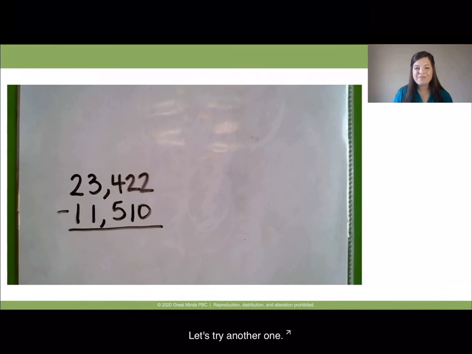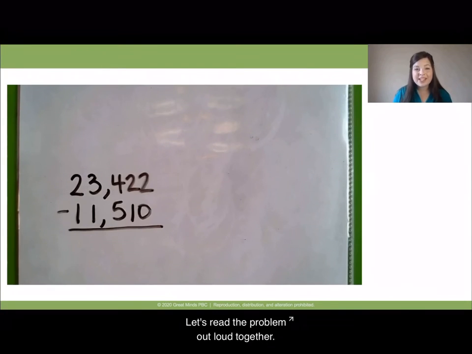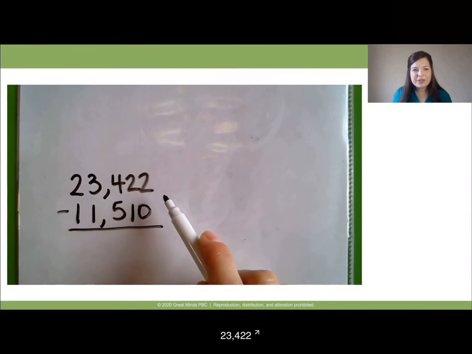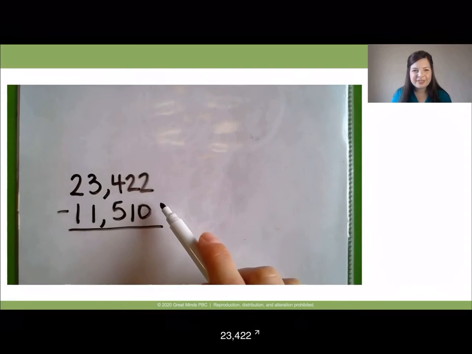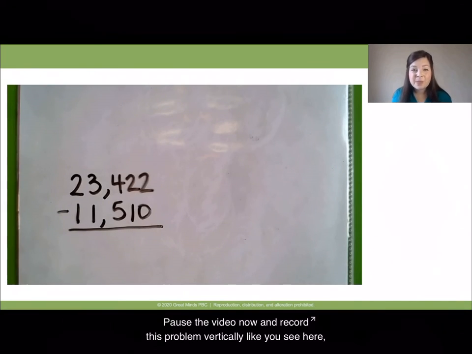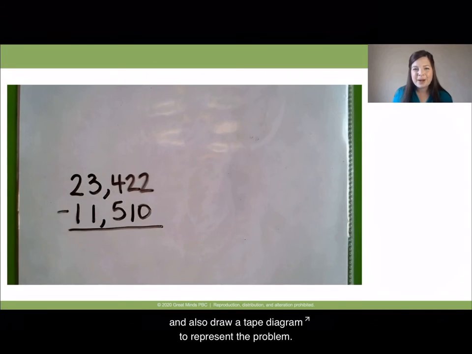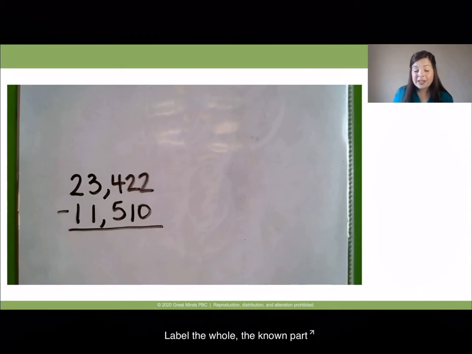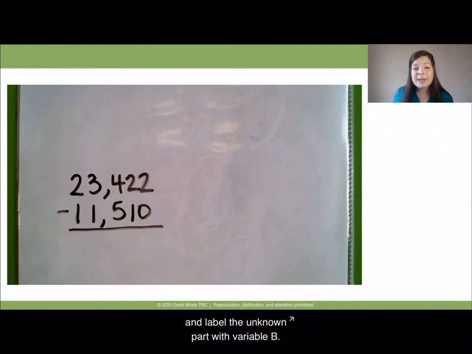Let's try another one. Let's read the problem out loud together. 23,422 minus 11,510. Pause the video now and record this problem vertically like you see here, and also draw a tape diagram to represent the problem. Label the whole, the known part, and label the unknown part with variable B.